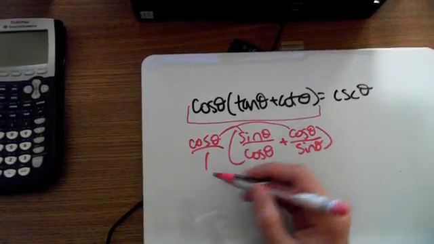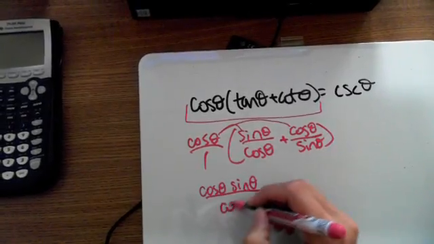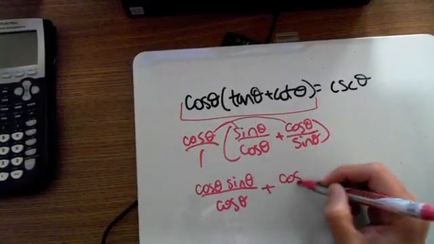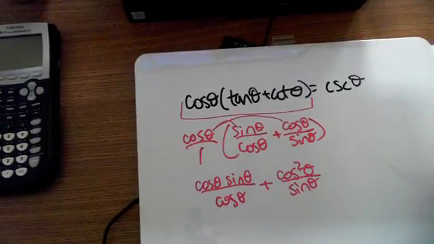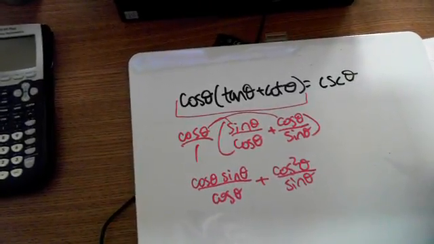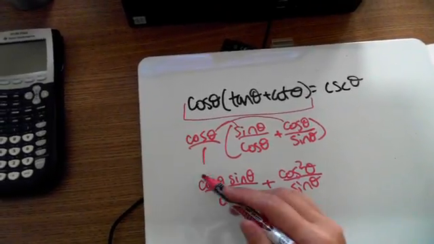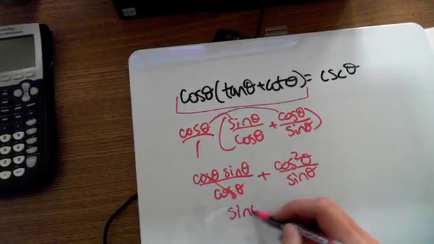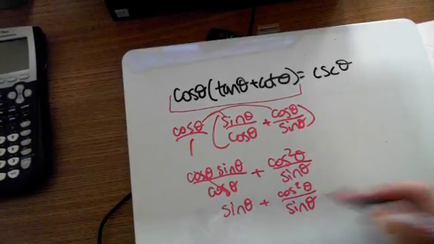So the first one, we'll distribute. We have cosine of theta, sine of theta over cosine of theta. That's what happens when you multiply it through to the first fraction. Second fraction, we get cosine squared of theta over sine of theta. Alright, so now if we're looking at these, well, let's see what we can do. We can cancel out the cosines in my first fraction. There's one in the top and bottom. Nothing cancels in the second. So we've got sine of theta plus cosine squared over sine.